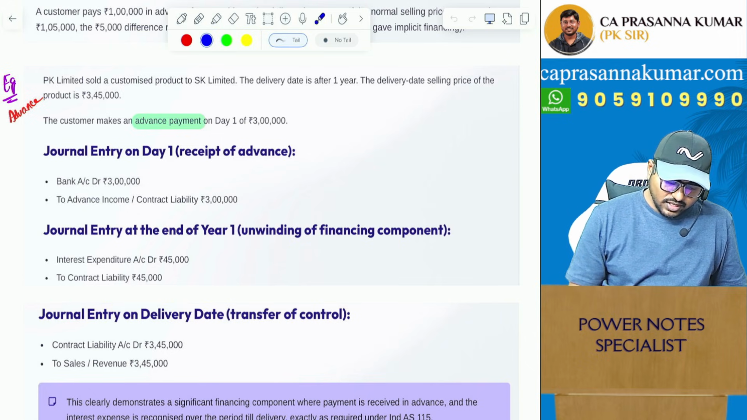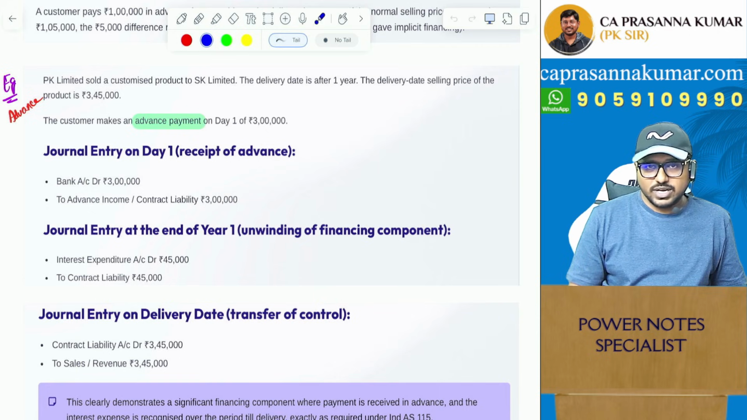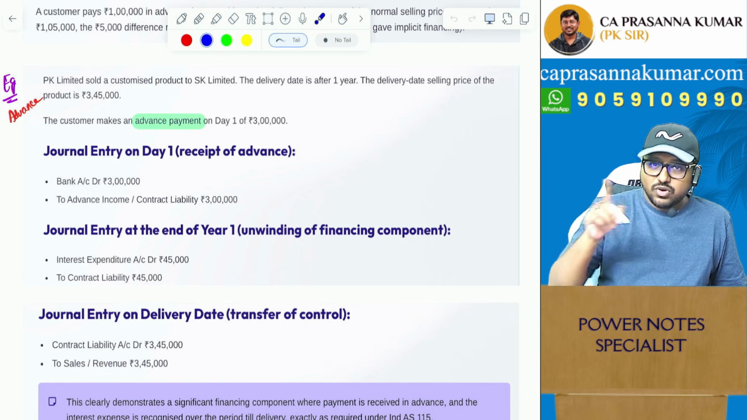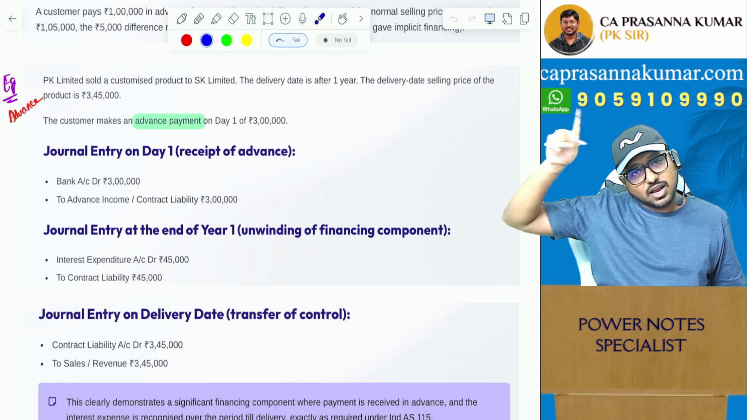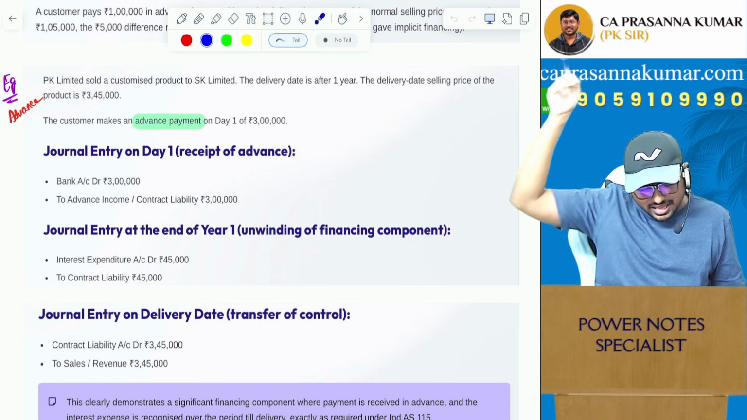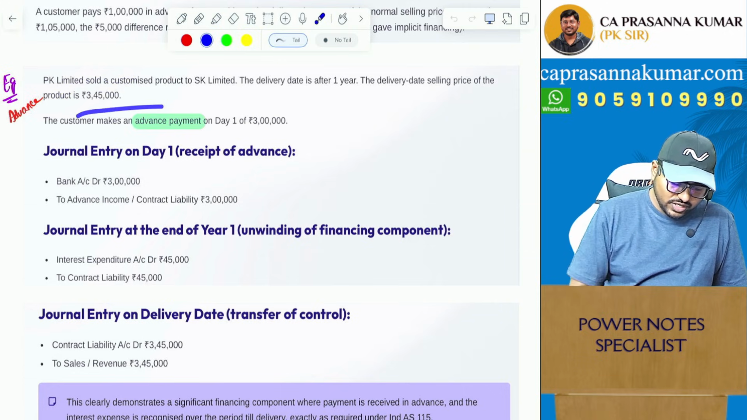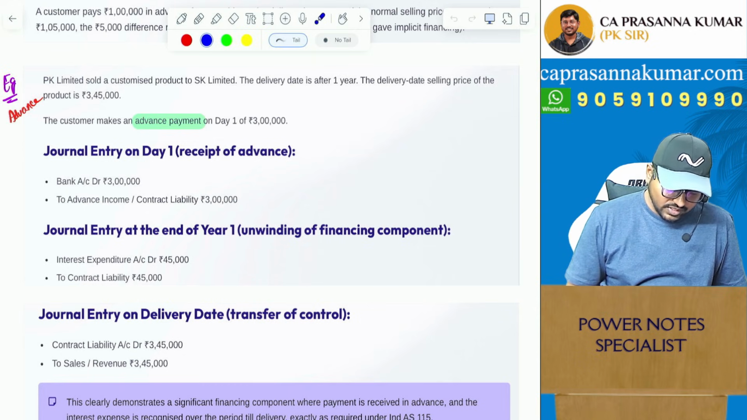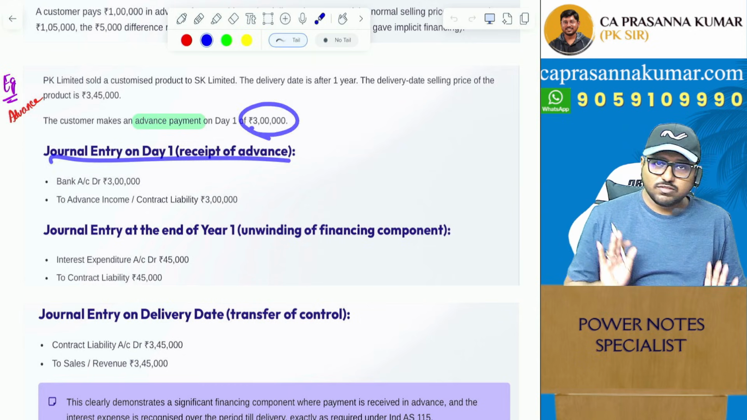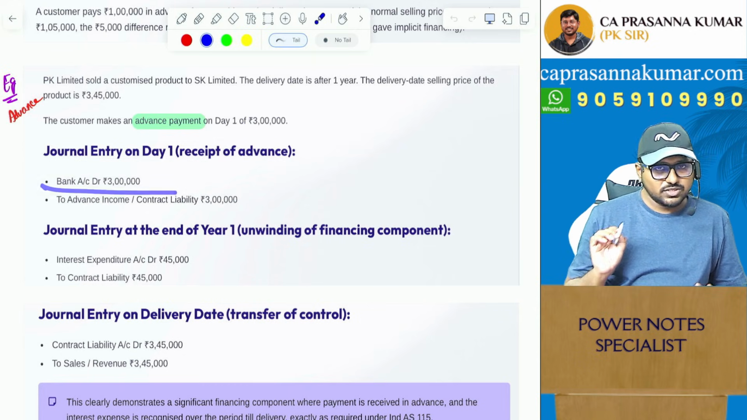Now, the customer did pay 3 lakhs on day 1. But the transfer of control of goods or services will happen after 1 year in the future. On that day in the future, the value of that particular product which is getting delivered is 3,45,000. Right? Okay. So on day 1, what happens? 3 lakhs worth of money you have received? Yes. So bank account debit. Simple.